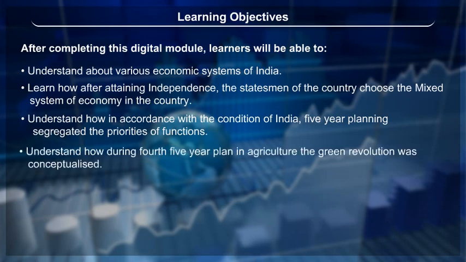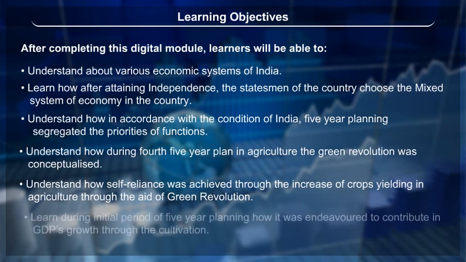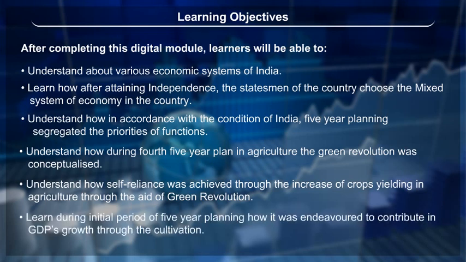Understand how, during the 4th 5-year plan in agriculture, the Green Revolution was conceptualized. Understand how self-reliance was achieved through the increase of crop yields in agriculture with the aid of the Green Revolution. Learn how, during the initial period of 5-year planning, it was endeavored to contribute to GDP's growth through cultivation.